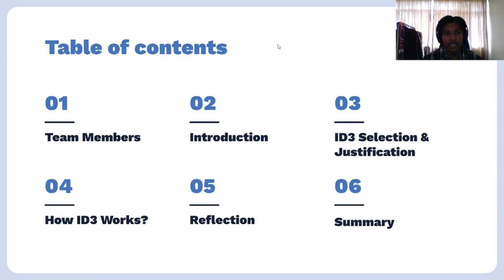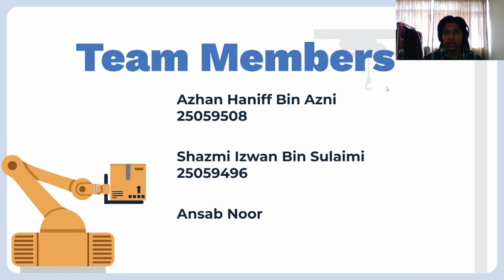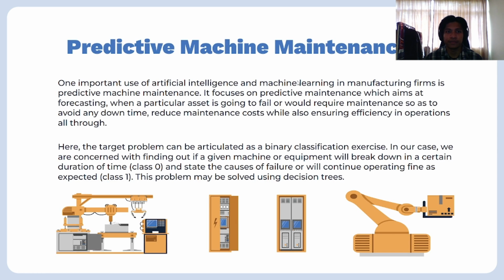So this is the table of contents. We have team members, introduction, ID tree selection and justification, how ID tree works, reflection, and also a summary. So the team members, my team consists of 3 people, which is Asan Hanif, myself, Shazin Izwan, and Ansab Noor. So for the introduction, predictive machine maintenance.